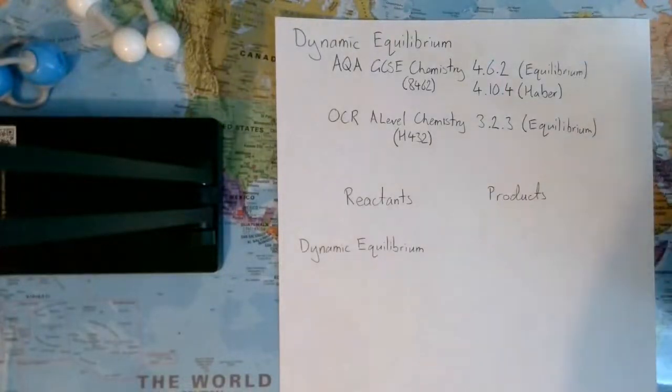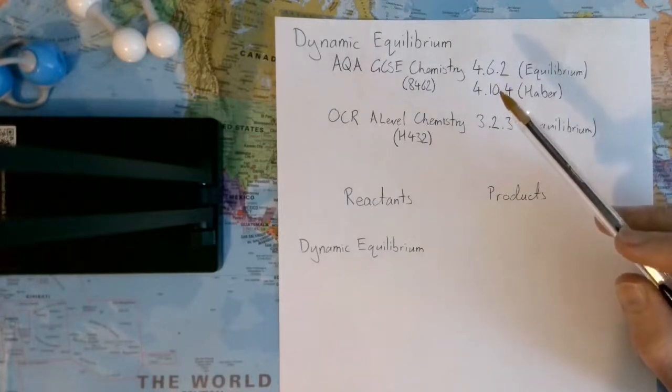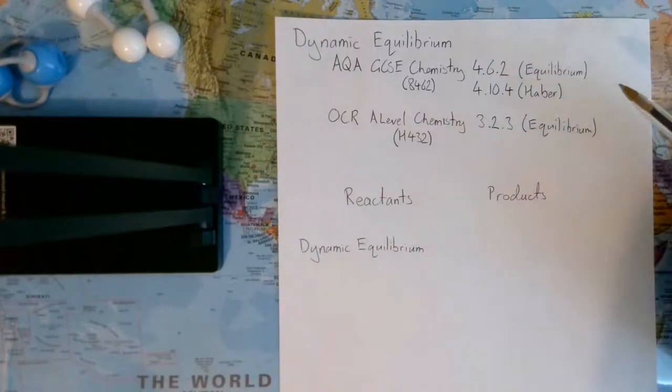Hello, this video is about the topic of dynamic equilibrium, which appears on both GCSE and A-level chemistry. So for the AQA GCSE, you're looking at topic 4.6.2 and 4.10.4. Both of these are in paper 2. And for OCR's A-level chemistry, it's in topic 3.2.3, cunningly titled equilibrium.